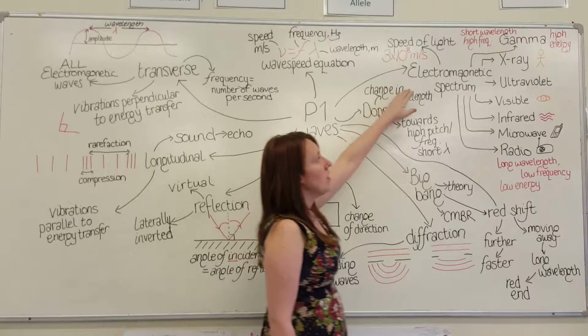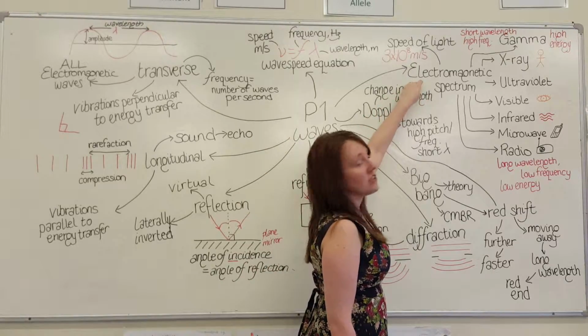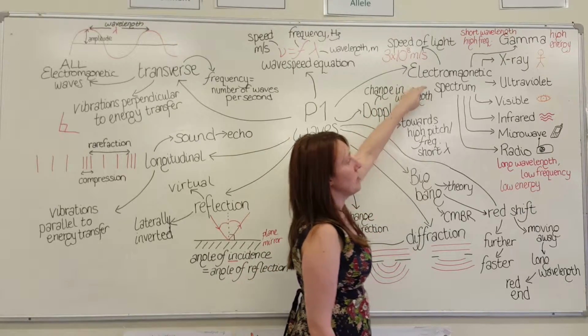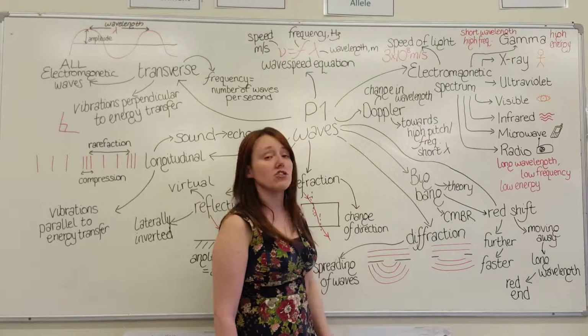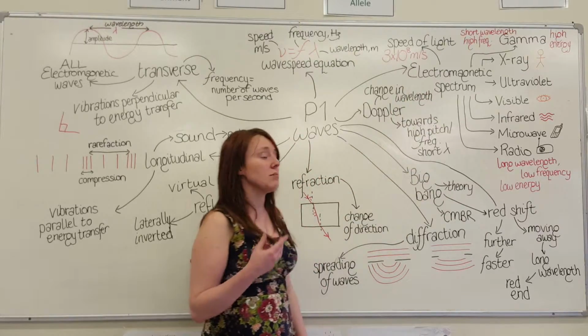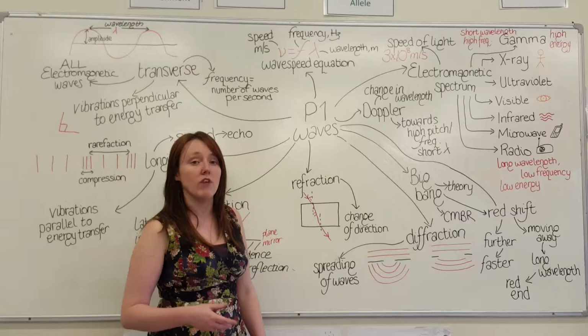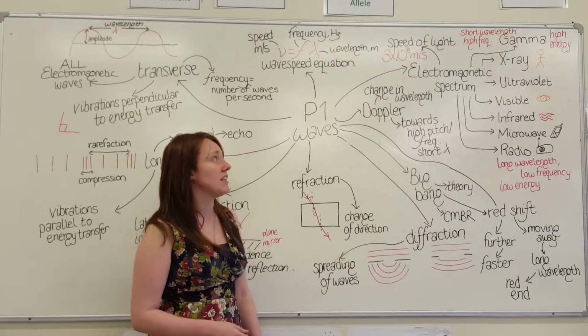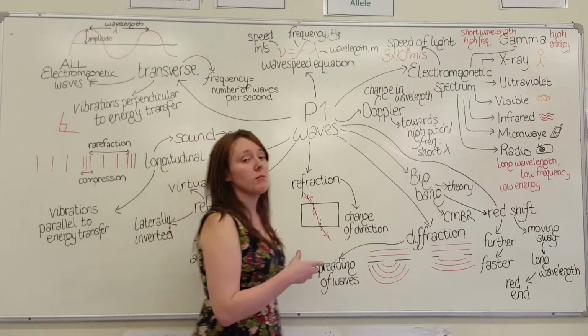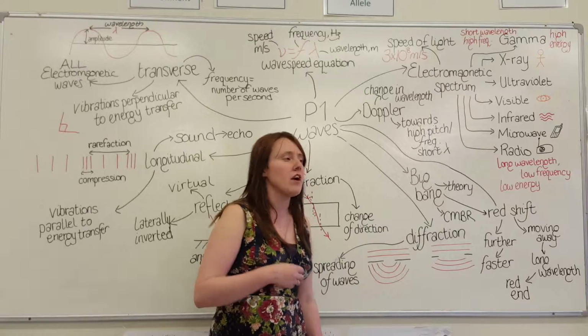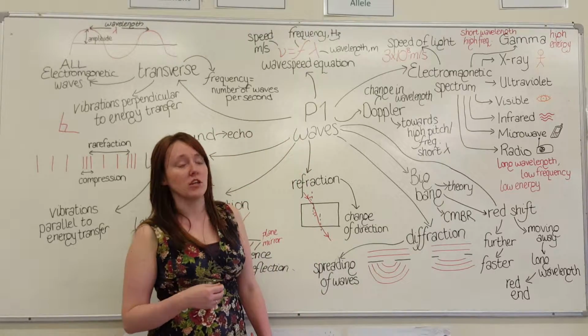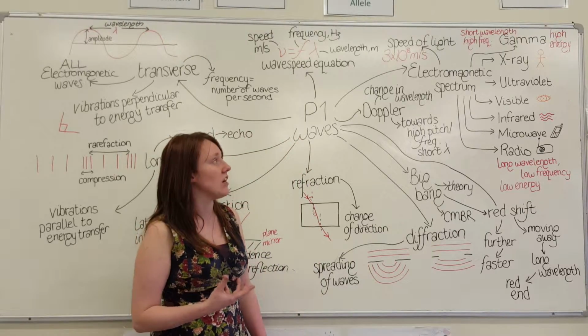You've got to know the 7 regions of the electromagnetic spectrum: gamma, X-ray, ultraviolet, visible, infrared, microwave, radio. And you need to know some basic uses of each. Gamma is a really short wavelength, high frequency, high energy. We use this to treat cancer.